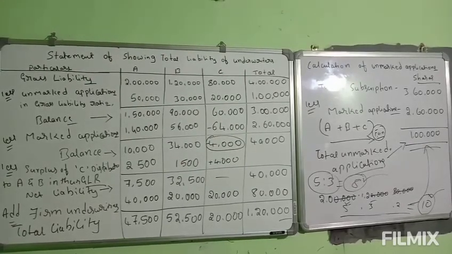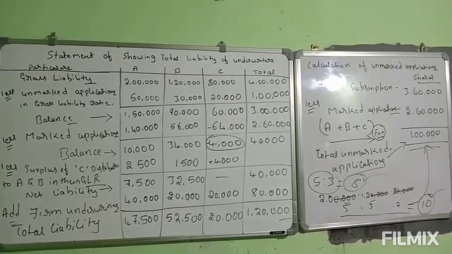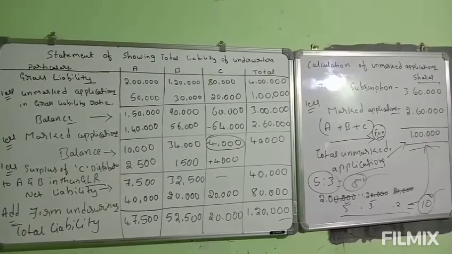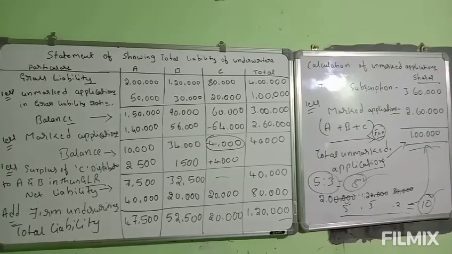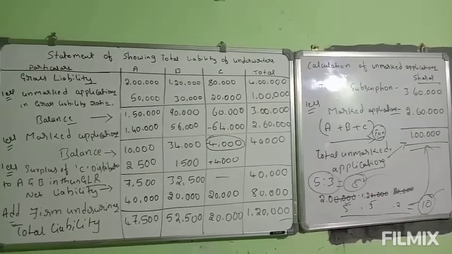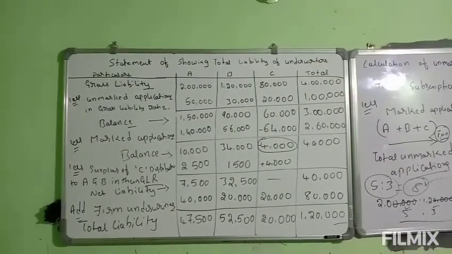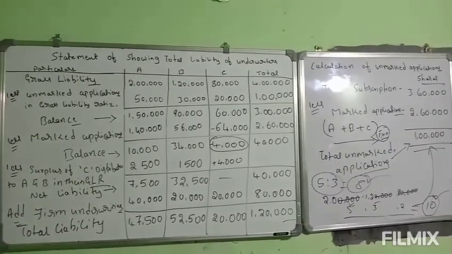So I explain again. First take the gross liability given in the question: 2 lakh, 1,20,000, 80,000. Then less unmarked applications that we calculated already in the working note, distributed in the gross liability ratio. Then less the marked applications given in the question. After deducting the marked applications, we get the balance. So C will get a surplus balance. Once we get a surplus balance, the surplus is redistributed to A and B in the gross liability ratio. After that, you will get the net liability. For that, add firm underwriting, you will get the total liability.